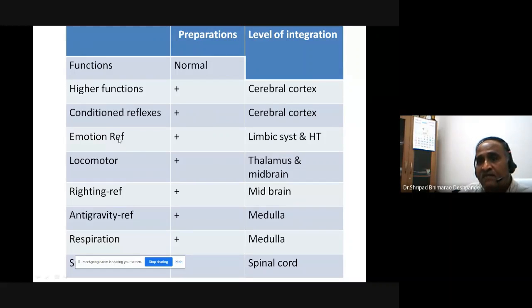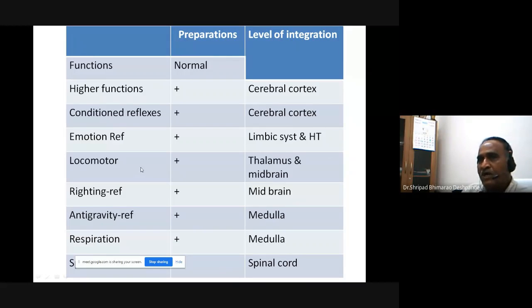Then emotional reflexes. I have just made a graph here. These emotional reflexes are associated with the limbic system, the prefrontal cortex, amygdala, and hypothalamus. Rejoice, angry, or happy, unhappy, sad, all those responses are associated with the limbic system, hypothalamus, prefrontal cortex, and amygdala. So that is the emotional reflexes. So these are the integrating centers.